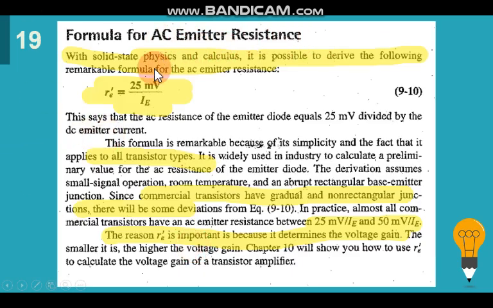The formula for RE dash is found by using solid state physics and calculus. We have this formula readily available. We will use it, and it is applicable to all the transistors. However, for commercial transistors, because of gradual non-rectangular junctions, there will be some variation in these values. It will be 25 millivolt to 50 millivolt. RE dash is important because it is used to measure the voltage gain that we will see in the next lectures.